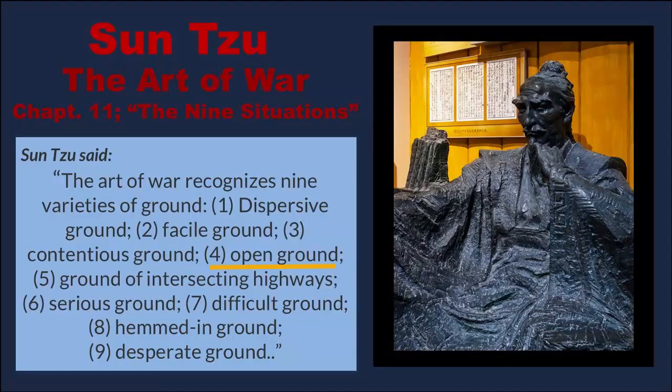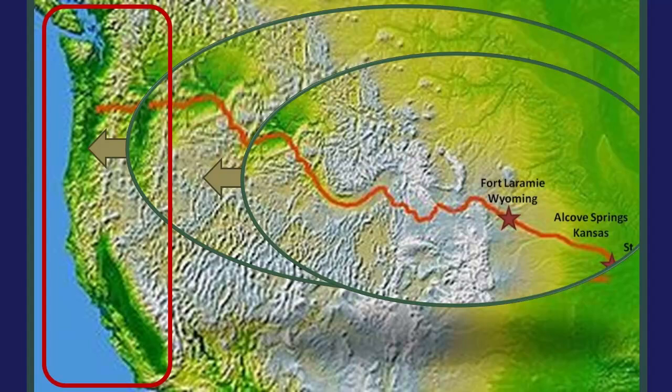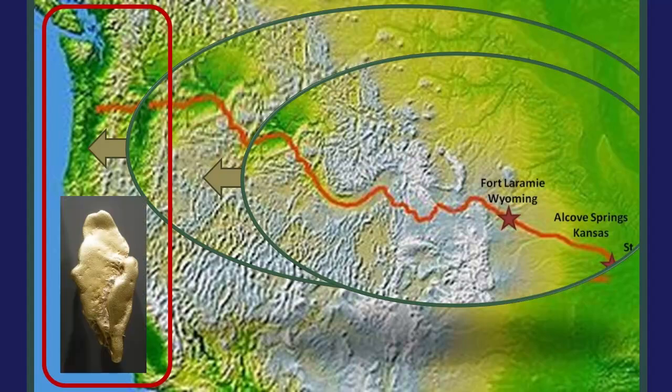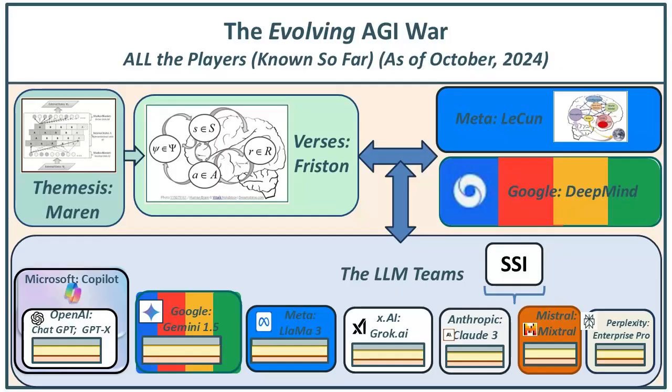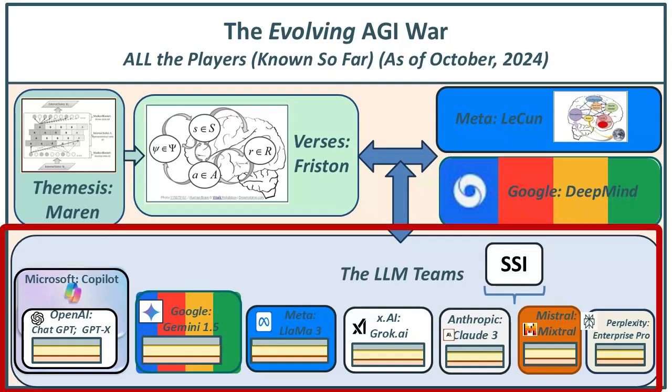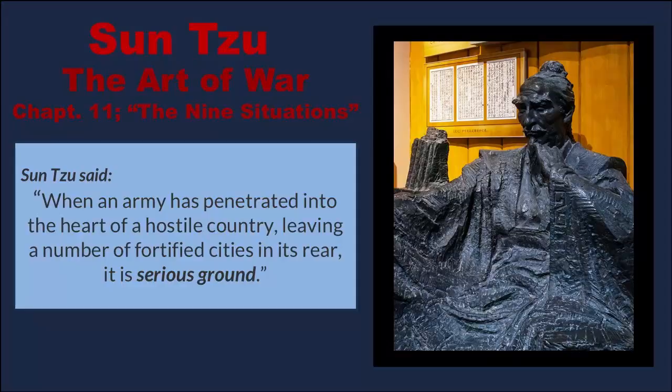In Sun Tzu terms, we describe this as open ground. This was the open ground stage for OpenAI, Google, and other early entrants. But as more and more players entered into this game, this ground became more contested. It's quickly become serious ground, where each of the companies has managed to penetrate to at least some extent into the generative AI terrain and create new terrain in the process.